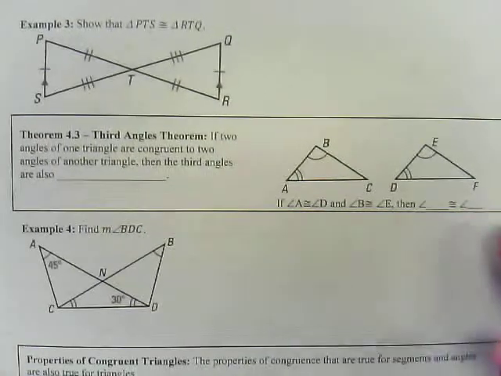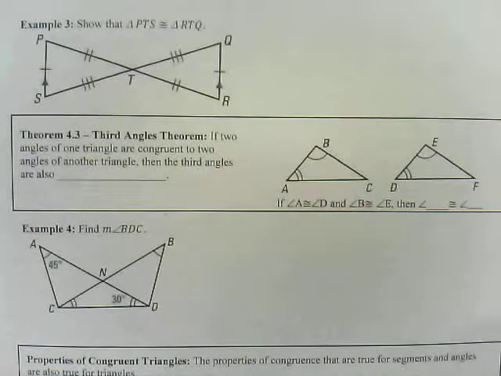On the back side here, in example 3, we want to show that these two triangles are congruent to each other. So again, what it means for two shapes to be congruent to each other is that every corresponding side is the same as every other side on the other triangle, and every corresponding angle is the same as well. So we have to show that all three sides and all three angles are congruent to their corresponding pieces.